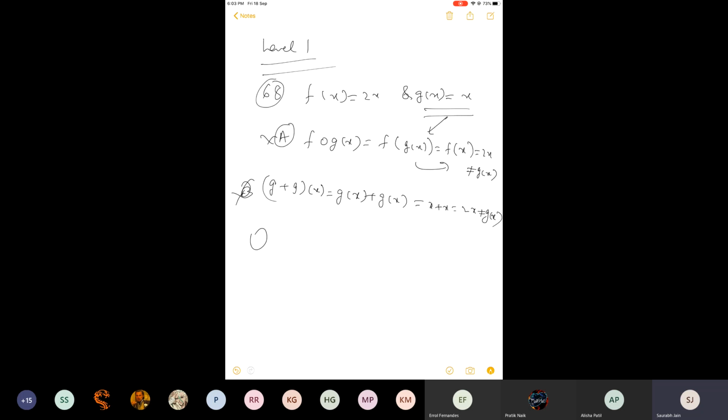Similarly, we will check a few options. fog x is f of gx. gx is x here, which I already solved, so it is 2x. And 2x is g plus gx, which we solved in the previous part. Both of them are 2x. So C will be the answer. I told you, when this letter o is there, then it is composite. Otherwise it is addition or multiplication, whatever.